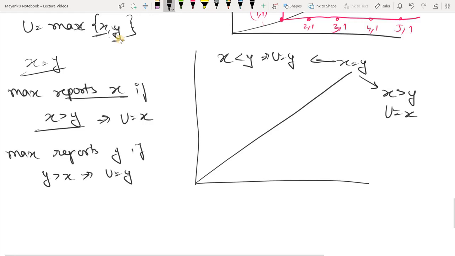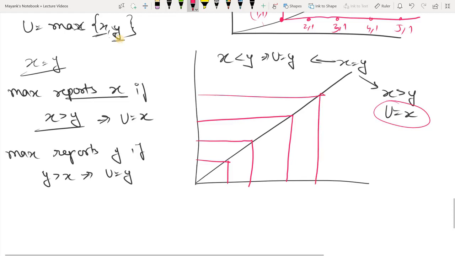So all the points with the same y coordinate will have the same utility level here. Same y coordinate means a horizontal line. So your line would look like this, a horizontal line. And here you have all the points with the same x coordinate on the same utility level. Same x coordinate means a vertical line. So your ICs are going to look like this.